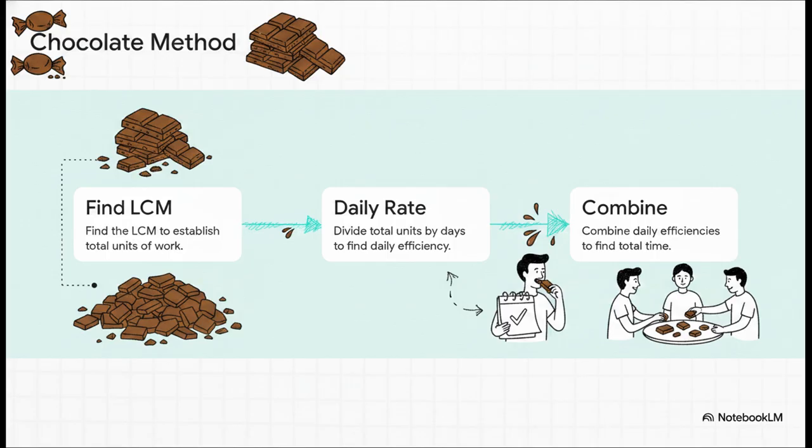Step 2. Divide those total chocolates by the number of days a person takes. That gives you their daily efficiency, basically how many chocolates they can eat in a single day. Step 3. Combine those daily efficiencies to find the total time it takes for the whole team to eat that giant pile of chocolate together.